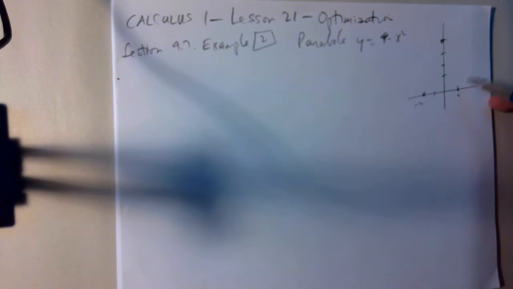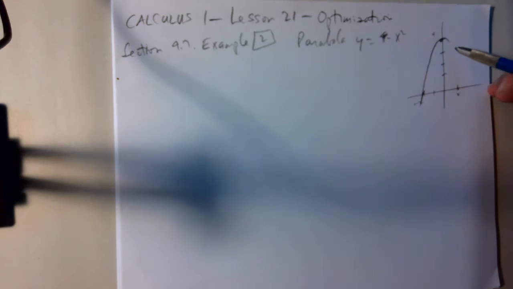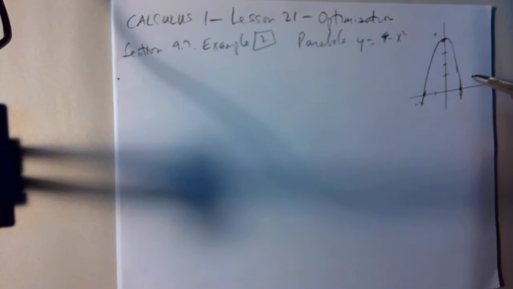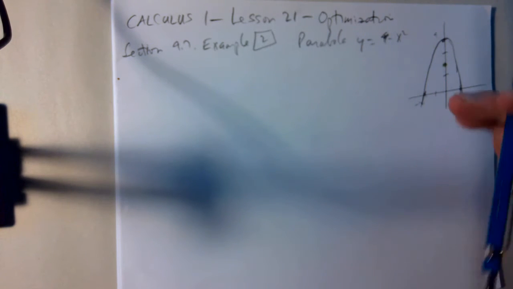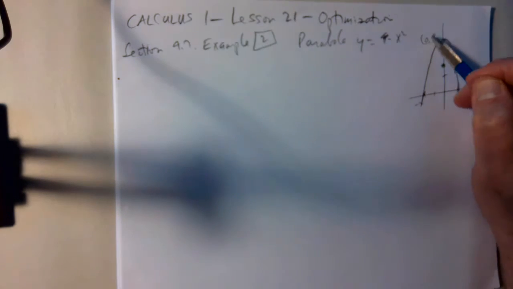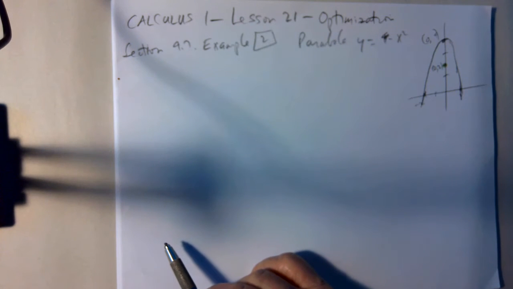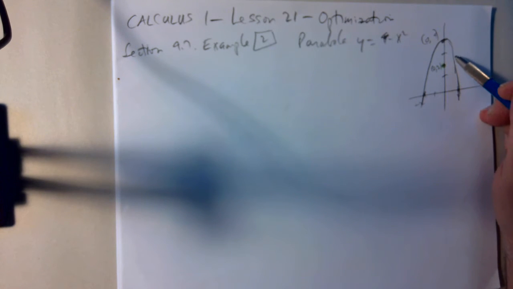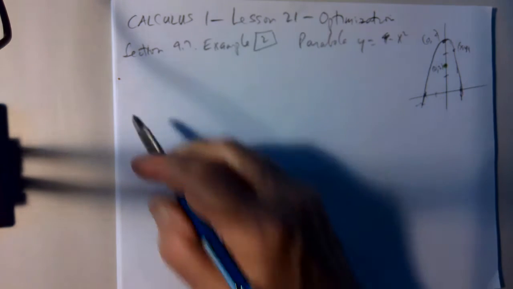So minus 2, plus 2, 4. The graph of the parabola looks something like that. And right here, this green point has coordinates 0, 4. This green point has coordinates 0, 2. And the problem is to find the point x, y on the graph where the distance from x, y to 0, 2 is minimized.